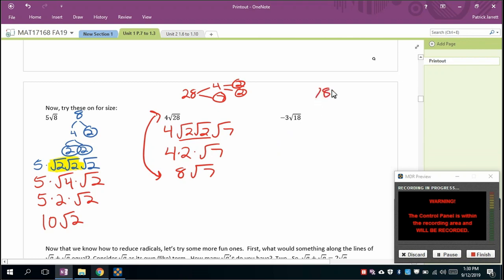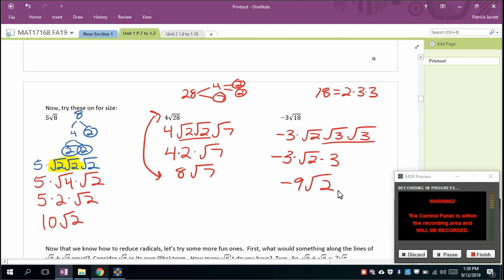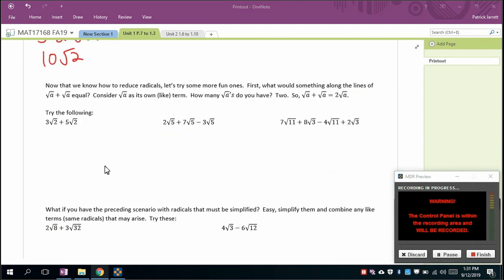So negative 3 times the square root of 18. 18 is going to be 2 times 3 times 3. So we have a negative 3 times root 2 times root 3 and root 3. These will form a whole 3. Negative 3 times root 2 times 3. This will become negative 9 times the square root of 2. Pretty simple, huh? I thought so.